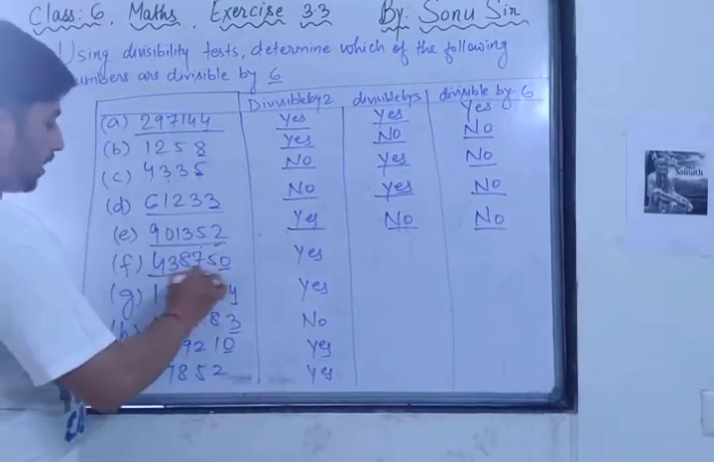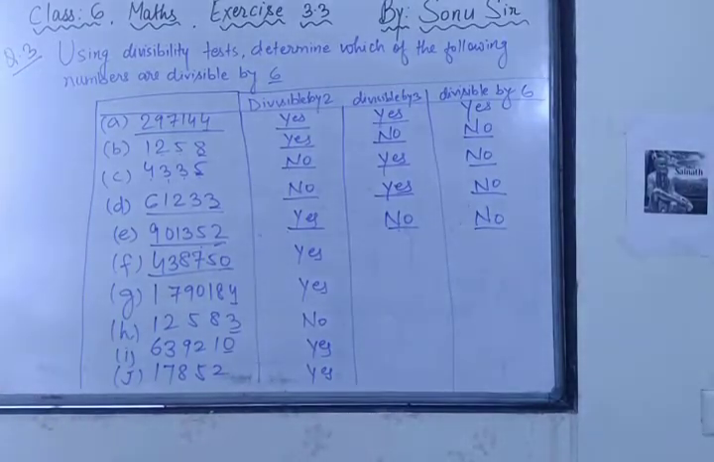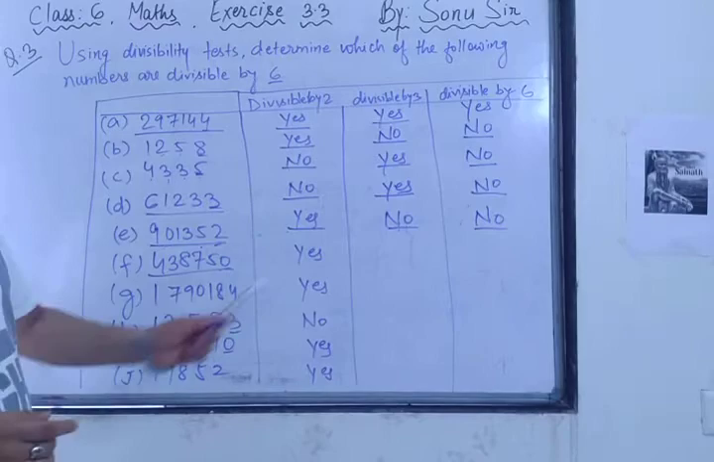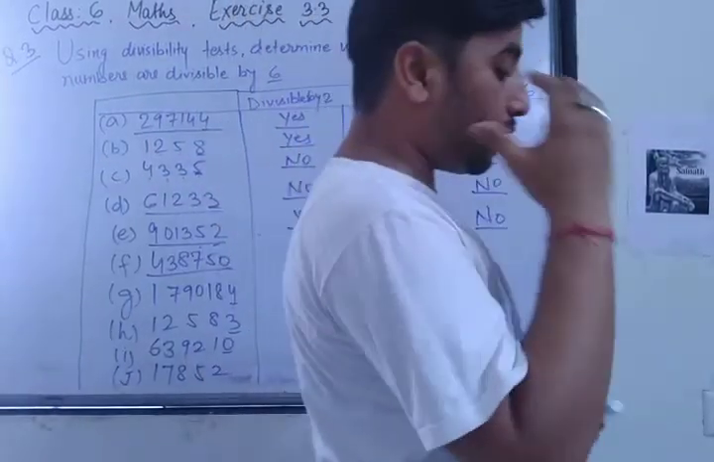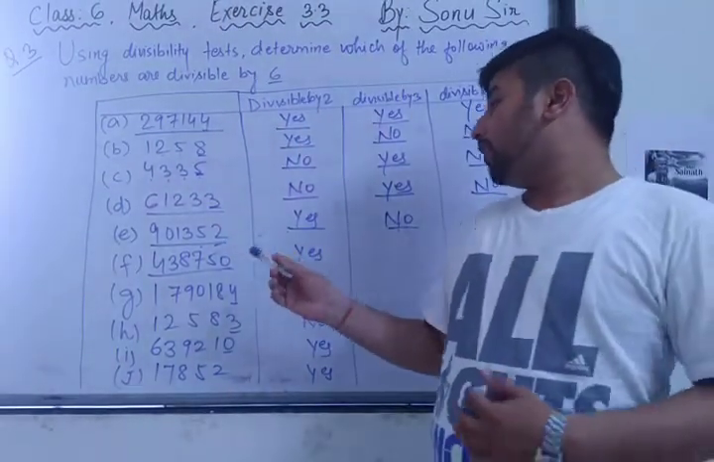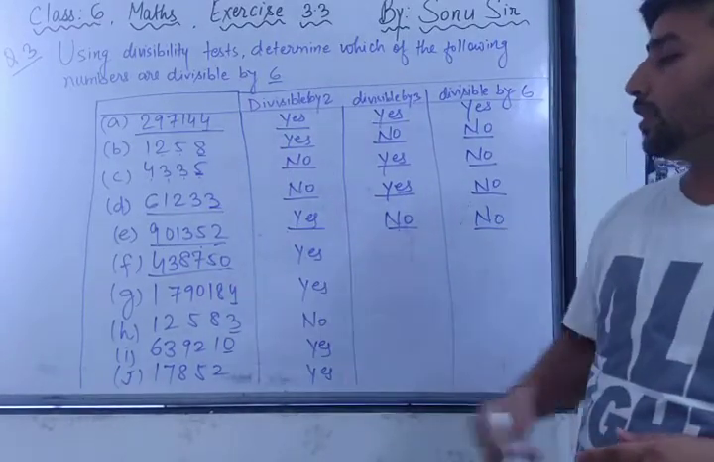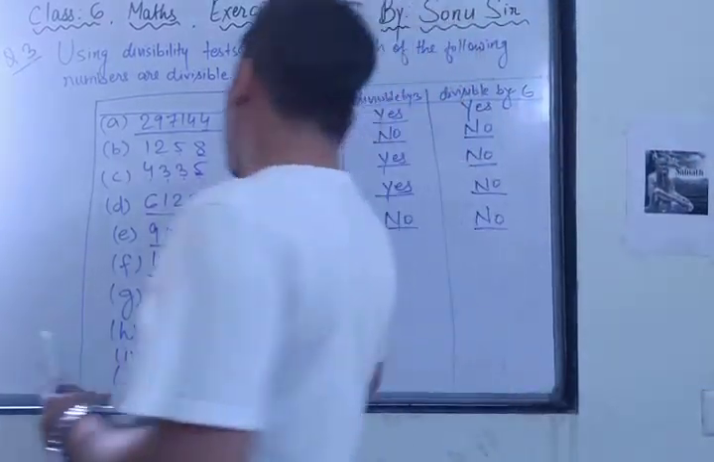What about this number? You can check this number. Since it has 0 at its ones place, this number is divisible by 2. But what about 3? Is this number divisible by 3? What will you do? You will add the digits.